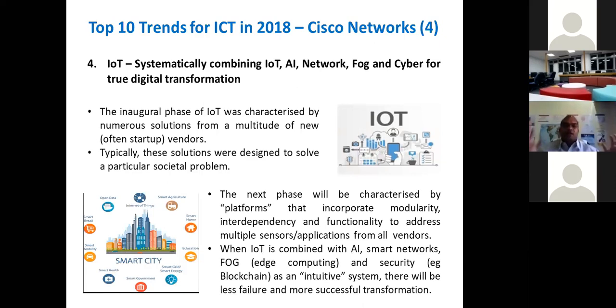Okay, so what is going to happen is Internet of Things is going to move from this individual way of connecting things to a larger network of connecting things. And that is where technologies like artificial intelligence, smart networks, fog computing, blockchains, all the other technologies come in. So I'm going to stop here.